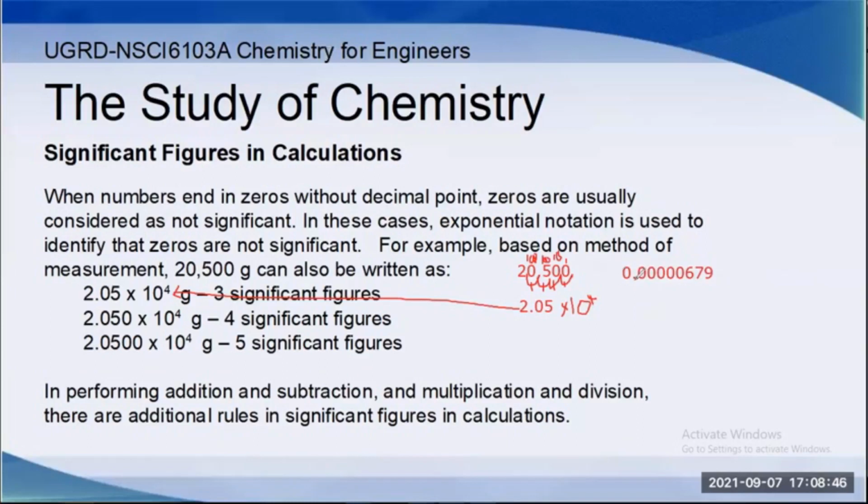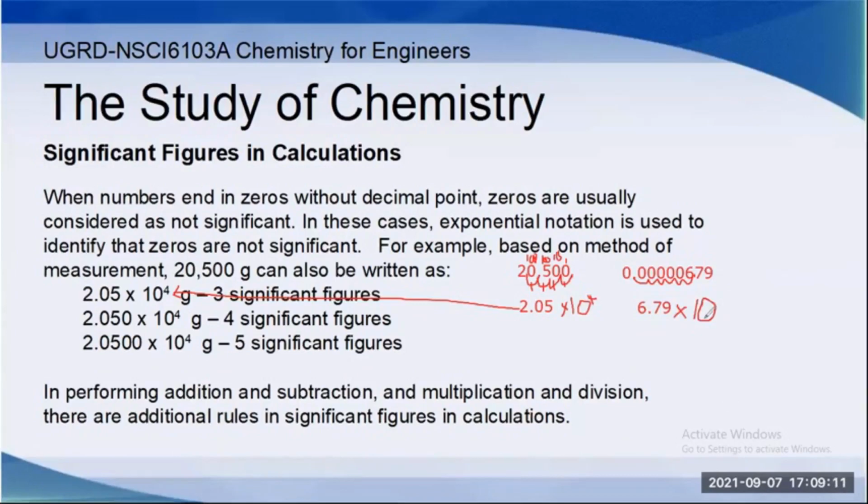Although there is a little difference: when we are moving to the right, we will stop at the first non-zero digit. When we are moving to the left, at the last non-zero digit. To the right, at the first non-zero digit, 1, 2, 3, 4, 5, 6. So this will become 6.79, same format, times 10 raised to how many times we move. We have 1, 2, 3, 4, 5, 6, 10 raised to 6.